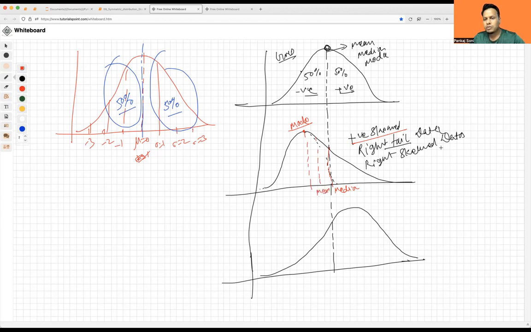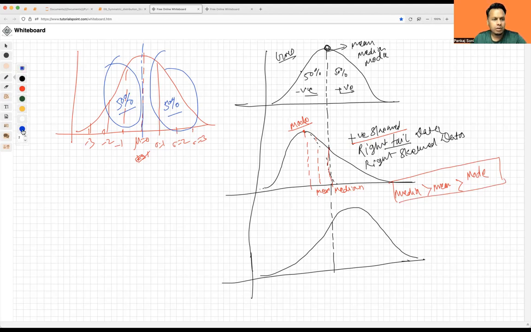If you talk about how the values compare here, you will see the median is a little more on the positive side, right? So in this case, median will be greater than mean, and mean will be greater than mode. That is the property of right skewed data. Okay, that's what happened in this particular case.